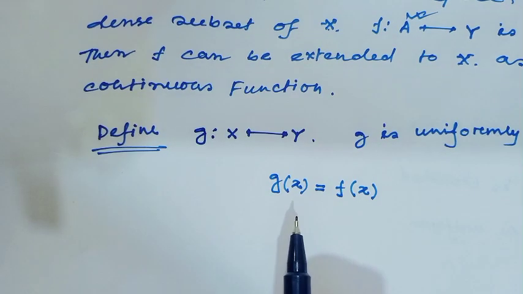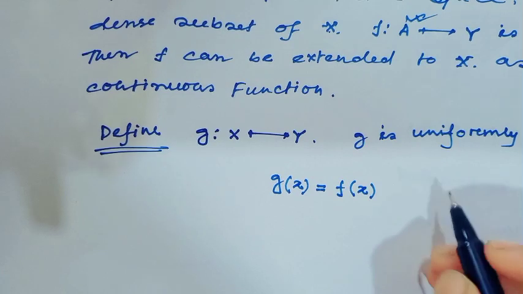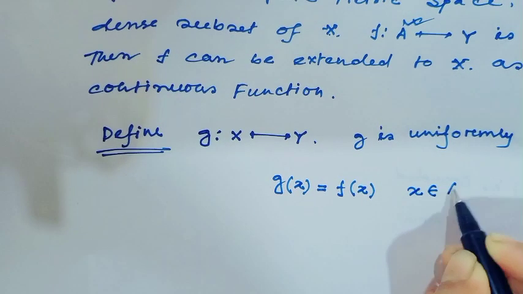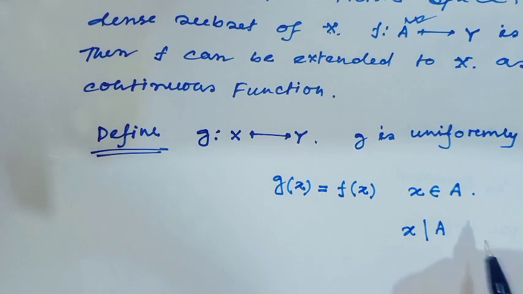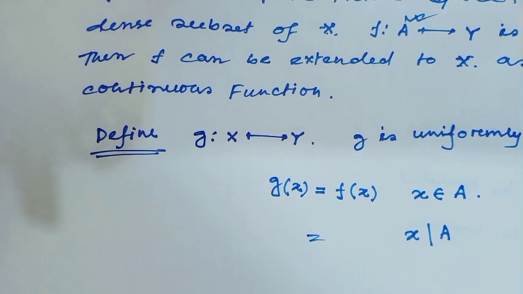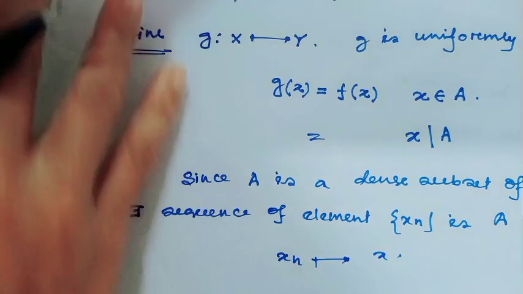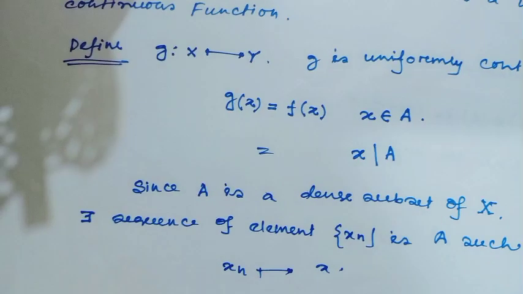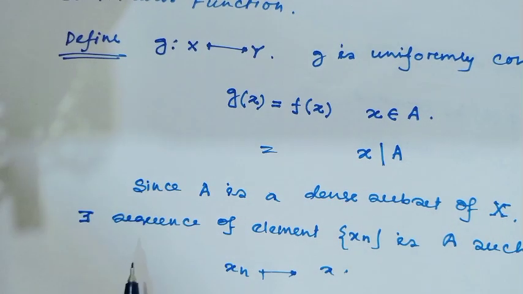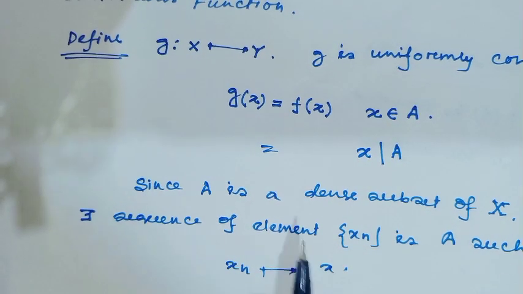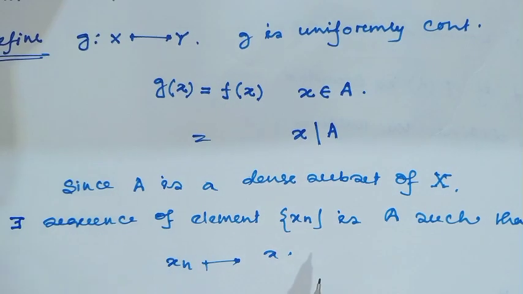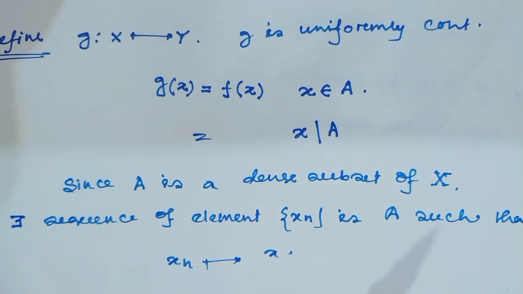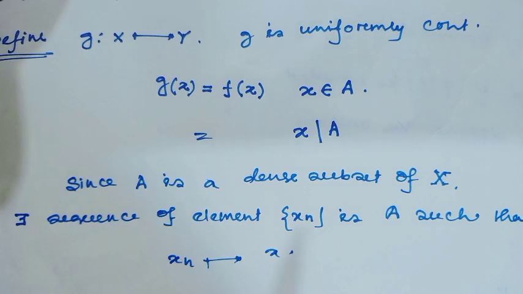Consider g(x) equal to f(x) for x belonging to A, but when x does not belong to A, then what will I take? This is interesting. Given the subset A is a dense subset of the metric space X, obviously there exists a sequence of elements xn in A such that the sequence xn converges to x, and we know every convergent sequence is a Cauchy sequence.